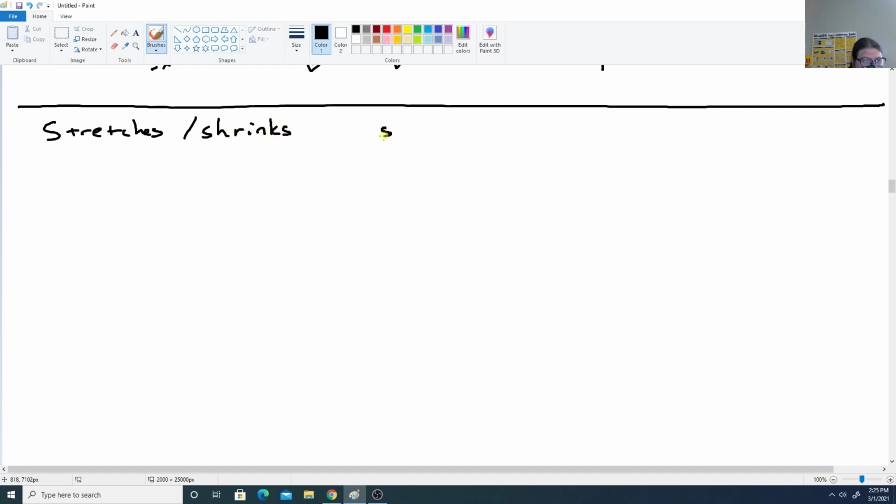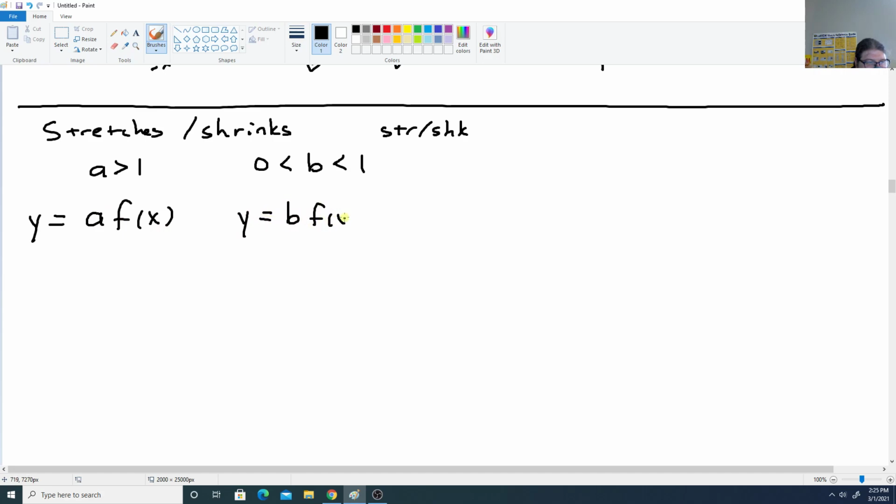And I'll use, like, for this class, str/shk for stretch or shrink. So for this, we're going to let a be a number bigger than 1, and we're going to let b be some number between 0 and 1. So we'll have y equals a times f of x, and y equals b times f of x. We'll also have y equals f of ax, as well as y equals f of bx.